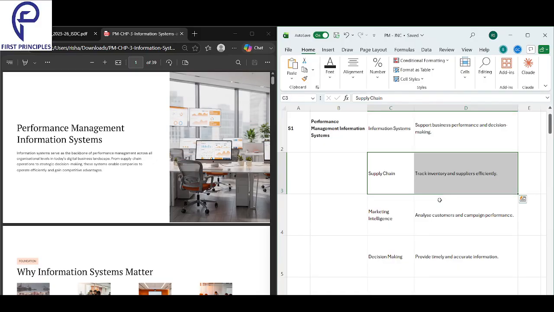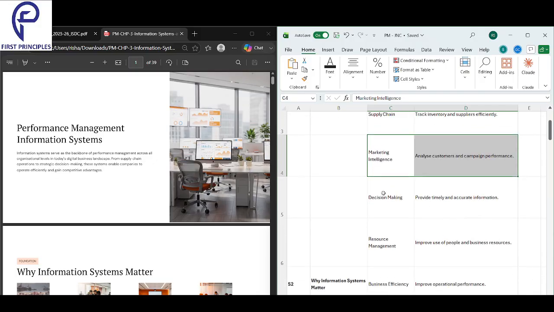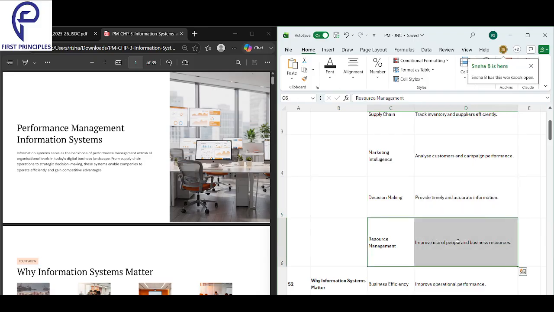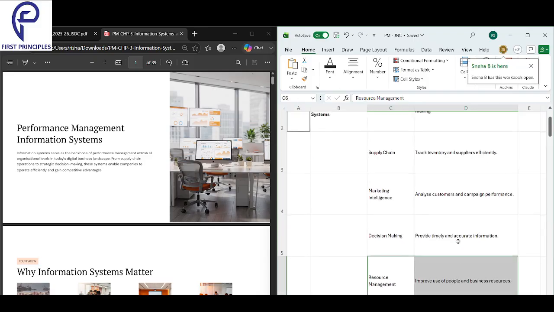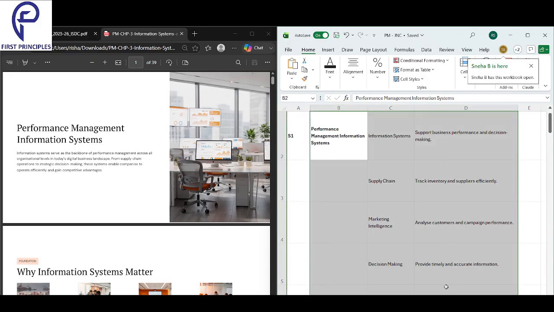Next is supply chain. It tracks inventory and suppliers efficiently. You can track your inventory also, and you can track your suppliers also. That is very useful for you. Marketing intelligence gives you analysis of customers and campaign performance. Obviously, it gives you a lot of information for decision making, and resource management. You can improve the way you use your resources. So this is the biggest benefit, guys, of having a management information system with the core performance as the heart of that particular system.